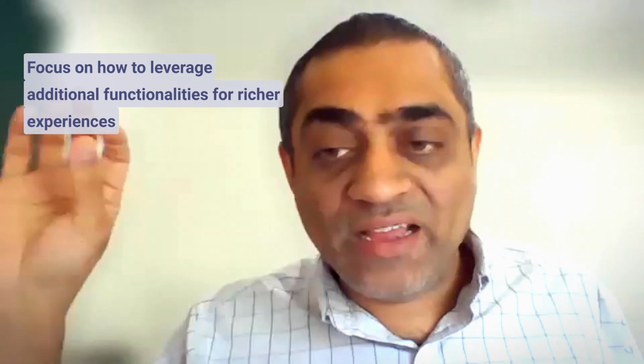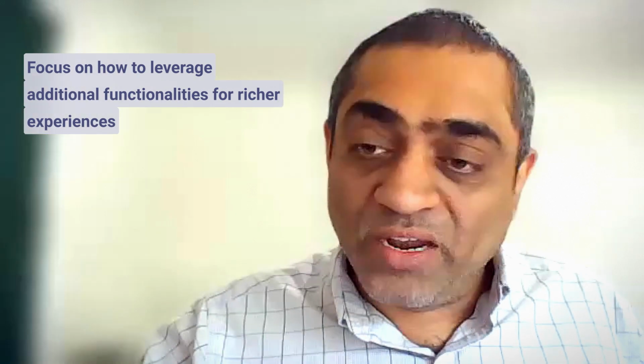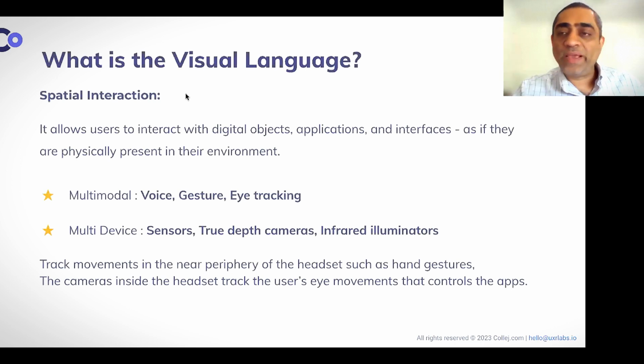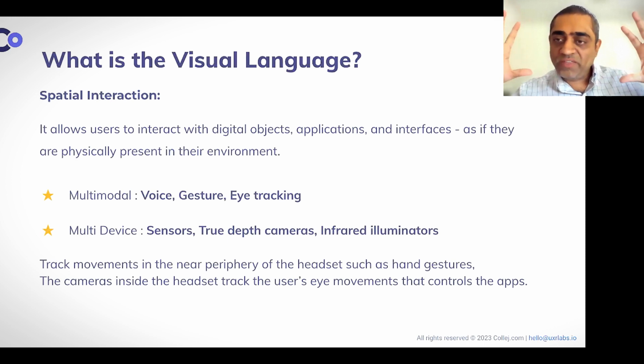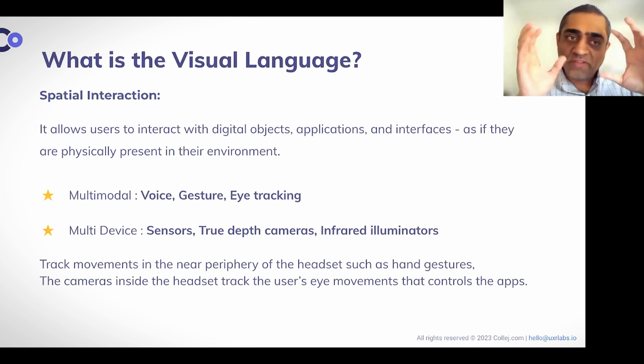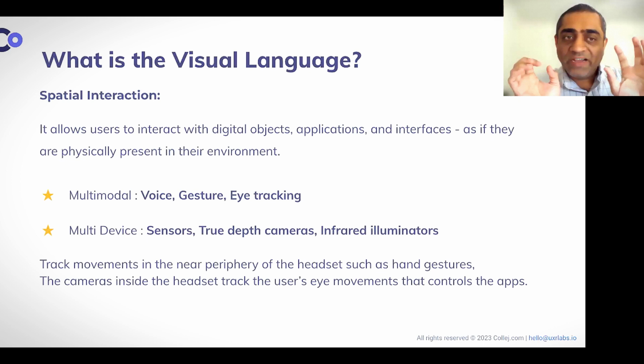So designing the UI is not the more difficult part. But understanding how these new engagement models will impact your experience is what you need to be thinking about. Does everybody understand this difference? It's very subtle, but it's important. So this is where we need to be thinking about multimodality, right? The voice, gesture, eye tracking. We are also thinking about the true depth cameras, the illuminators, all of these things.